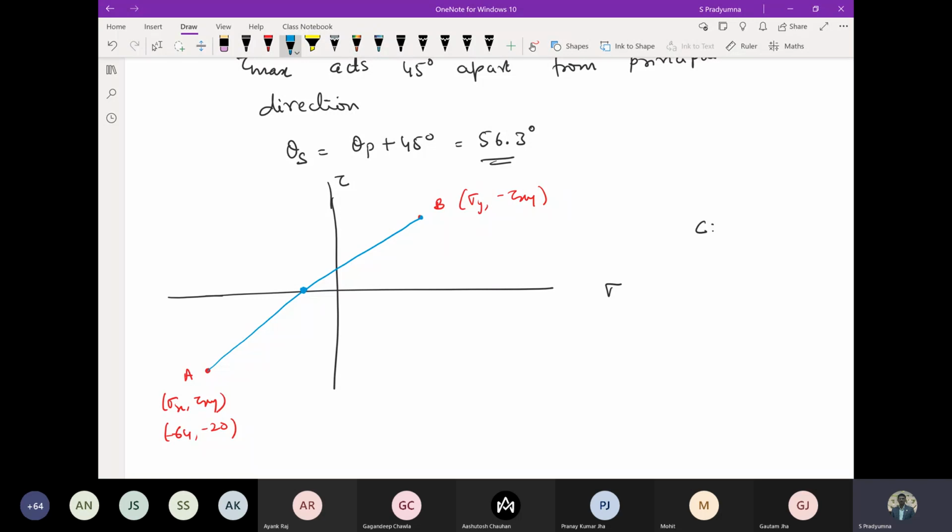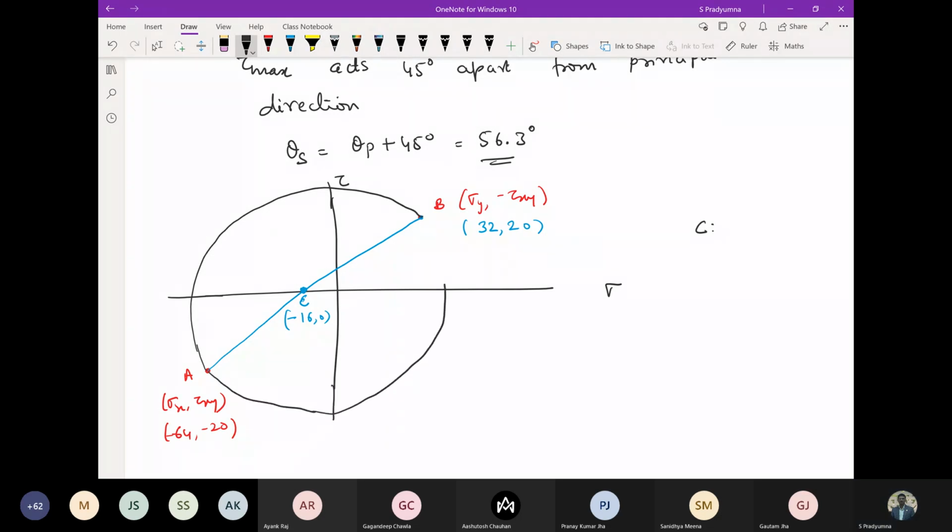So what is the coordinate of the center? Minus 16 comma 0. Okay. Now I can draw the Mohr circle. I know the radius. I can find out the radius, or I can just measure this. Considering geometry, I can construct this circle. Okay. So this is the Mohr circle.